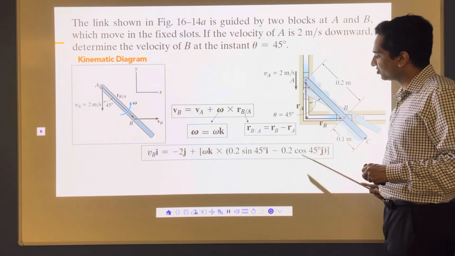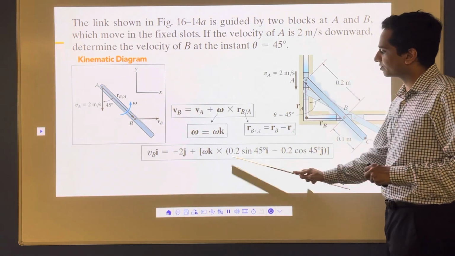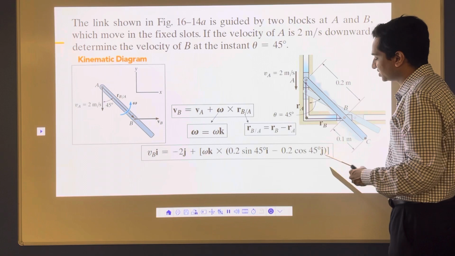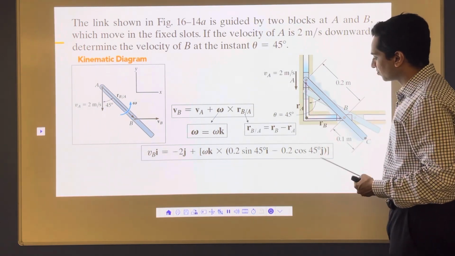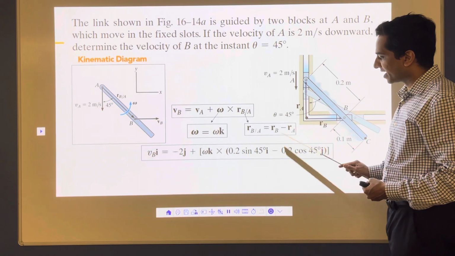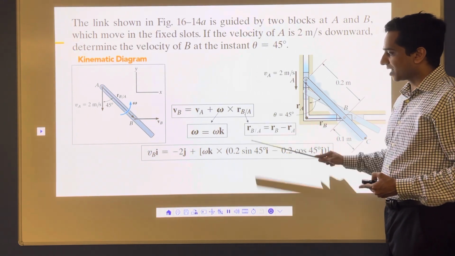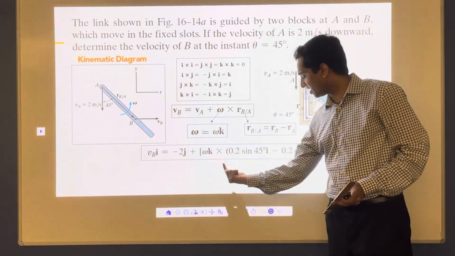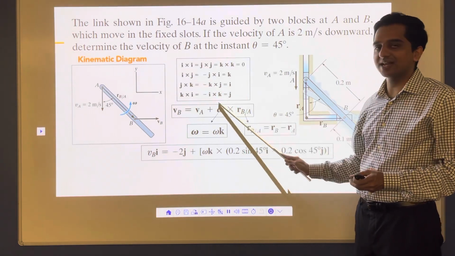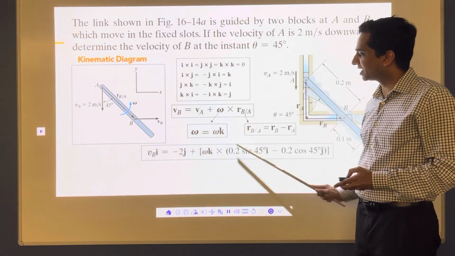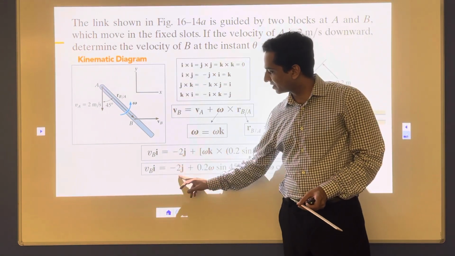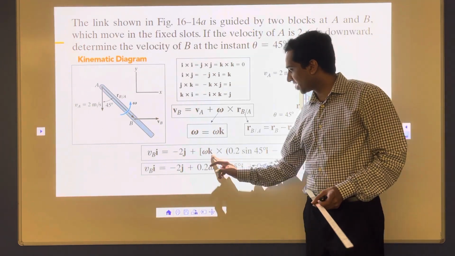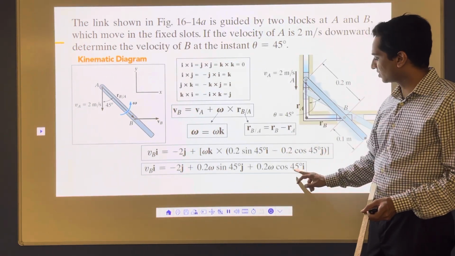RB is nothing but 0.2 sine 45 I in this direction, minus RA, which is cos 45 J in this upward direction. I'm going to put it like that here. Now I'm going to solve this one. To solve this one, I have K cross I and K cross J, and I have a vector multiplication here. Once I do that, I'm going to keep it like that, minus 2J here, and this one K cross I becomes J, and K cross minus J will become I.